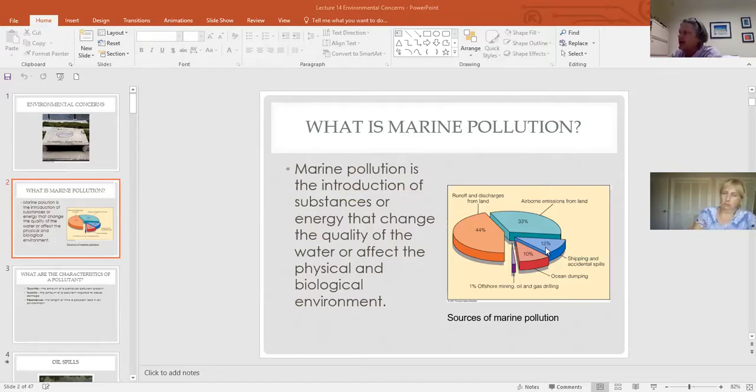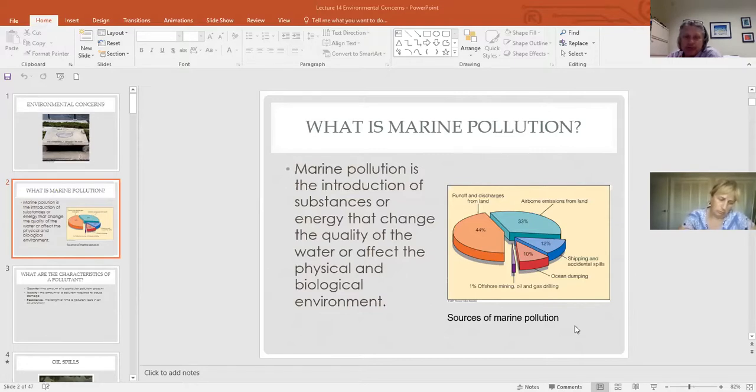So really, accidental shipping does account for 12% of ocean pollution, accidents, shipping. Dumping directly into the ocean, another 10%. Now this is not just America, because there's laws against things, but in other countries, there's different laws. So only 1% comes from mining, drilling, and oil extraction.